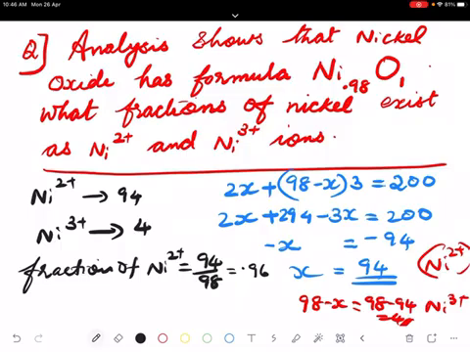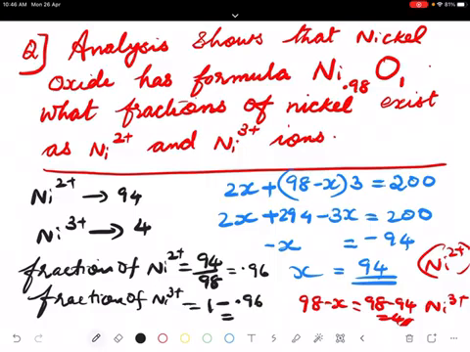Alright. What is the fraction of Ni3+ then? Fraction of Ni3+ is 1 minus this value, 1 minus 0.96, that is 0.04. Ni2+ fraction is 0.96, Ni3+ fraction is 0.04. Sometimes the question comes in the form, calculate the percentage. To find the percentage, you multiply 0.96 and 0.04 by 100. So the percentage of Ni2+ will be 96% and of Ni3+ will be 4%.